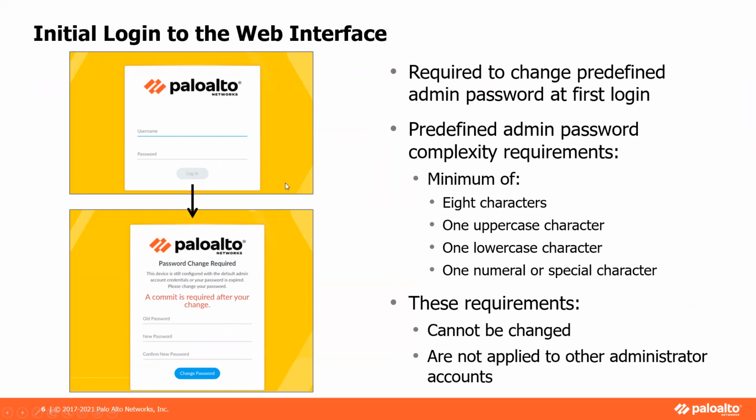You'll notice this yellow in the background. This is what happened with Palo Alto 10. So if you are ever using a firewall that was blue or white, that's going to be more of one of the older versions of Palo Alto. Newer ones are all yellow. All right, these requirements cannot be changed and they are not applied to other administrator accounts. You can define other user accounts and give them administrator privileges, but the core admin one must meet at least these minimum requirements.